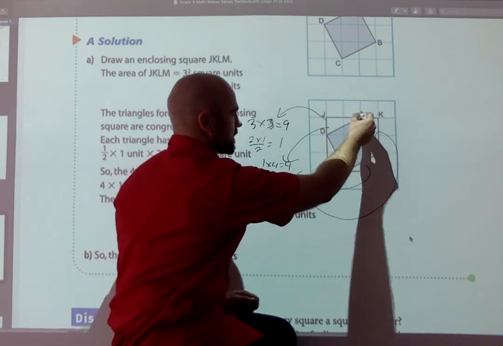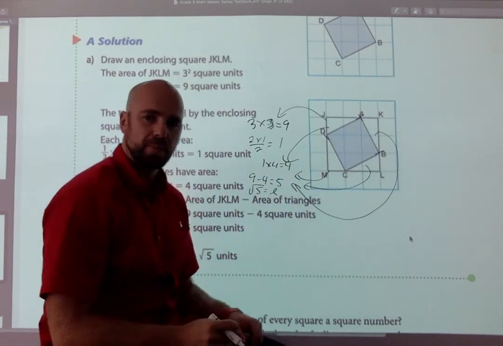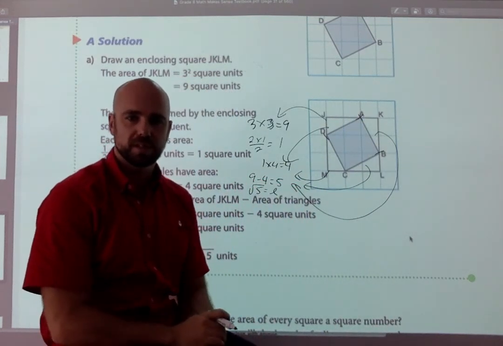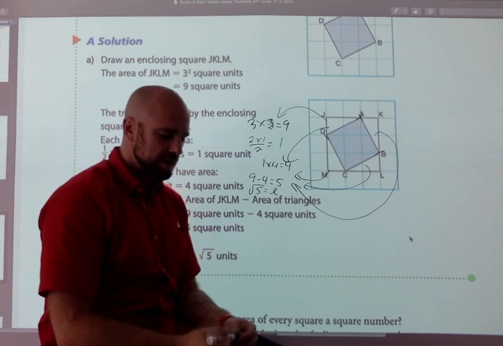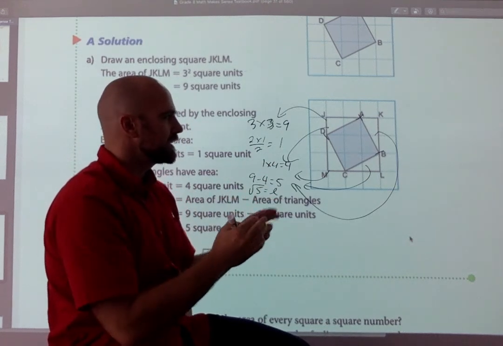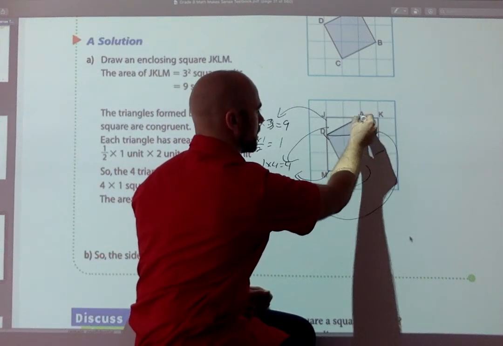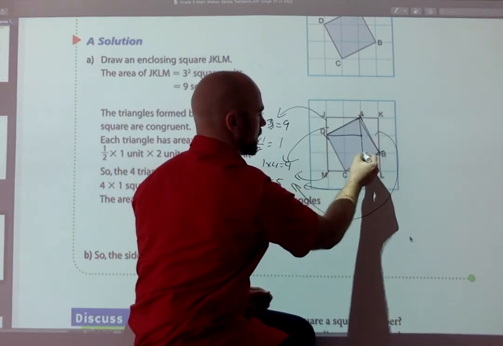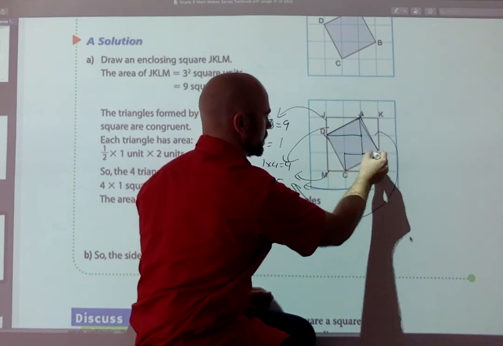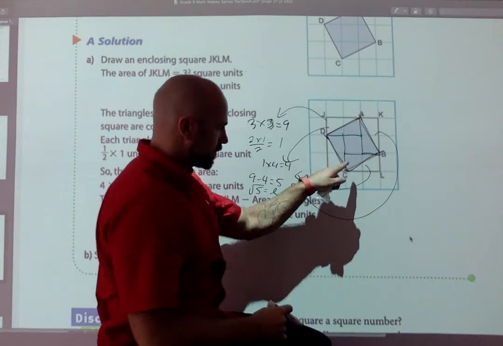Okay, so that would be the distance from A to B, or A to D. Any one of those distances. So that's how we actually go about calculating it. So there are 2 methods. There's one finding the triangles inside. If I wanted to find the triangles inside this one, I would go here. There we go. And then we could do the same thing.